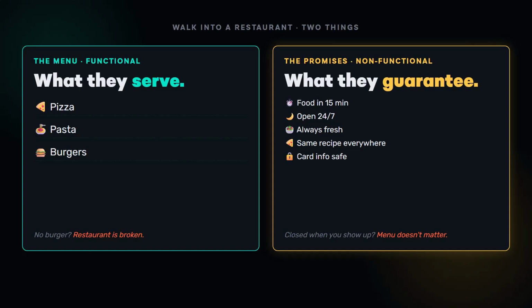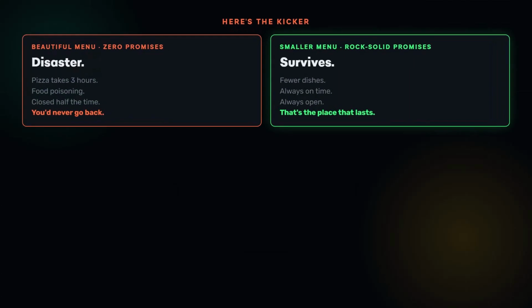Here's the kicker. A restaurant with a beautiful menu and 0 promises is a disaster. The pizza takes 3 hours. The food gives you food poisoning. The kitchen is closed half the time, and you will never go back. A restaurant with a smaller menu but rock solid promises, that's the place that survives.